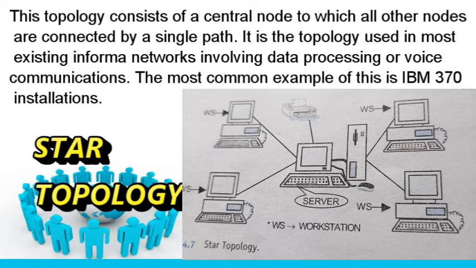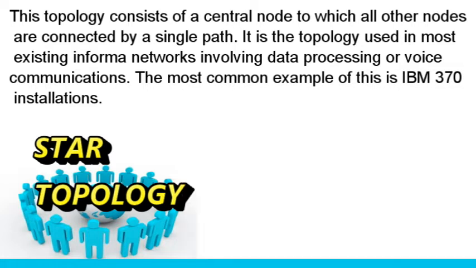Basically star, so star से समझो कि कैसा कनेक्शन होगा उसका स्टार जैसा. As you can see in the diagram, workstations are there. There is a single server. So all of these are connected accordingly as the arrows are mentioned. So it is a topology in most existing information networks involving data processing or voice communication. So this is that type of topology.